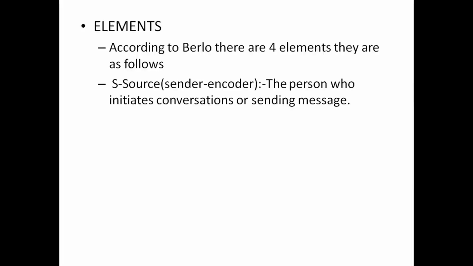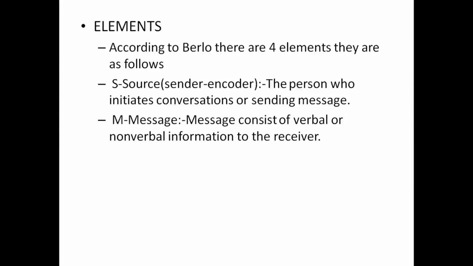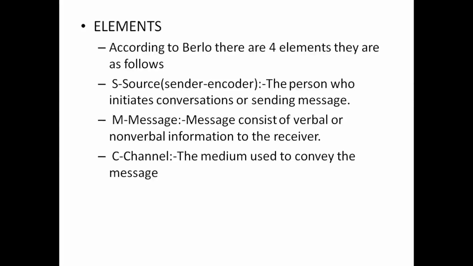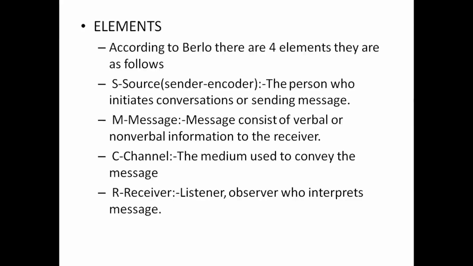So elements of communication. According to Berlo, there are four elements. They are the source. S means the source, that is the sender. Otherwise we call it the encoder. The person who initiates conversation or sends the message. M for message. It consists of the verbal or non-verbal information, whatever we want to communicate to others. Second is channel, the medium through which we convey the message. And receiver, the person who receives, listens, observes or interprets the message. So these are the four elements of any communication. So they should have a source, a message, a channel and a receiver.